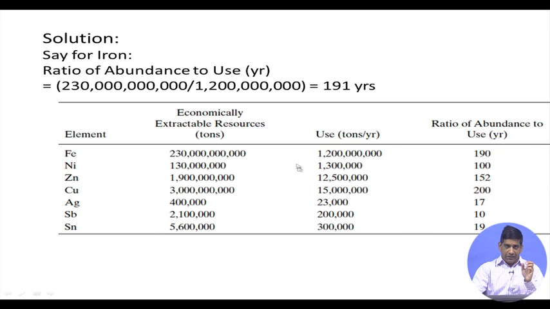Similarly, if you look at the others: silver, we have 17 years worth of silver left, copper 200 years, zinc 152 years, nickel 100 years, antimony only 10 years, and Sn, which is tin, only 19. So what does that essentially tell us? This essentially tells us that we need to start improving our method, improving our process, so that we can make efficient use of these elements that we have, so that we can increase these years.